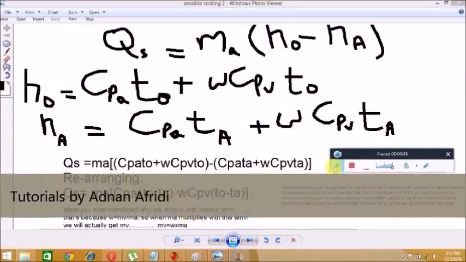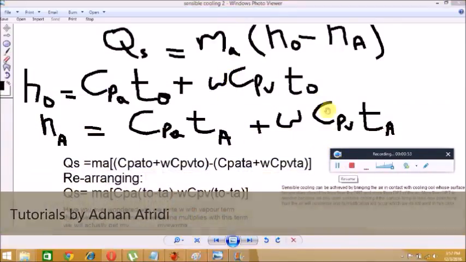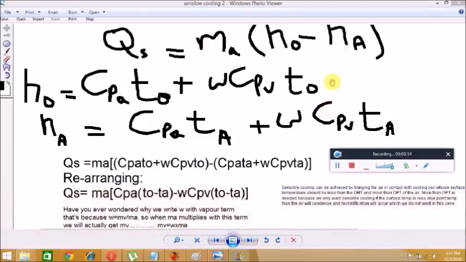As you can see, the term omega is also present in the second term. This is because omega is equal to Mv over Ma. So when it multiplies with Ma, the Ma part will cut out and only Mv will be left. Similarly, HA represents the total amount of heat required for the moist air to reach state A. The temperatures T0 and TA represent the temperature at state O and state A.